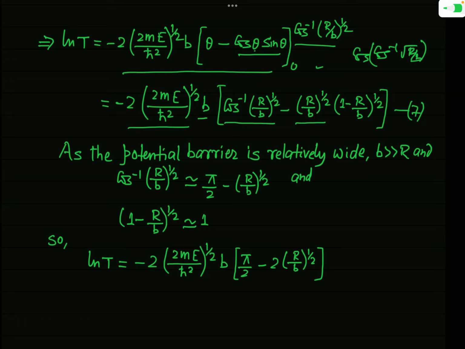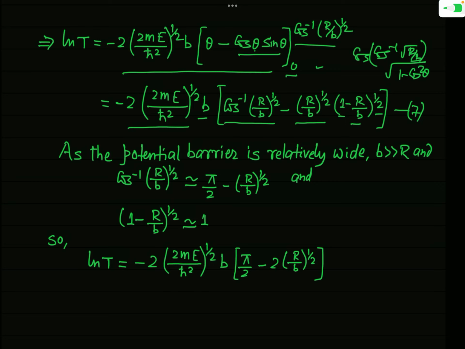And sin theta is in fact the square root of 1 minus cos square theta. So this is 1, and cos square theta will be equal to r by b, whole to the power half. I have put it here as the power half. You have definitely understood how the limits have been substituted here.